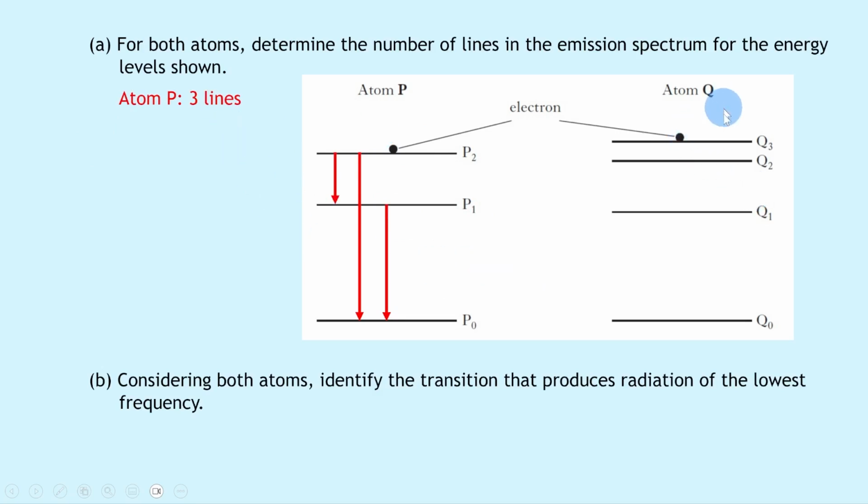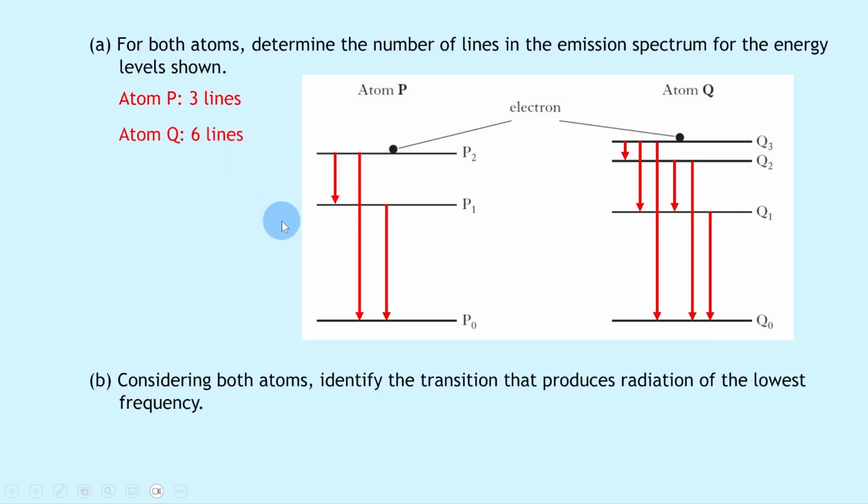And then for atom Q we can do the same, so electrons could move from Q3 to Q2, they could move from Q3 to Q1, or they could move from Q3 to Q0. Electrons could also move from Q2 to Q1, or from Q2 to Q0, and lastly electrons could also move from Q1 to Q0. And that's all of them for atom Q, so for atom Q we could say there should be 6 lines in the emission spectrum.